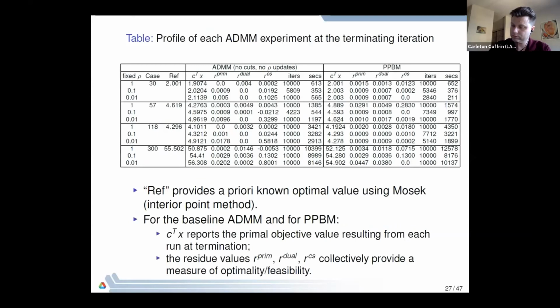So we tabulate the results. We see that for the baseline ADMM versus PPBM, in the objective column, for PPBM we're closer to the a priori known optimal values given by the reference. We also see that the residuals vanish more readily with PPBM due to the cuts, but due to the cuts, we also have the X updates taking longer time. So we have longer running time to terminate, even though the solutions are more accurate.